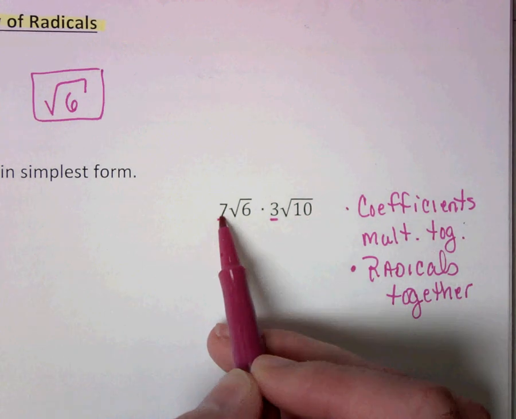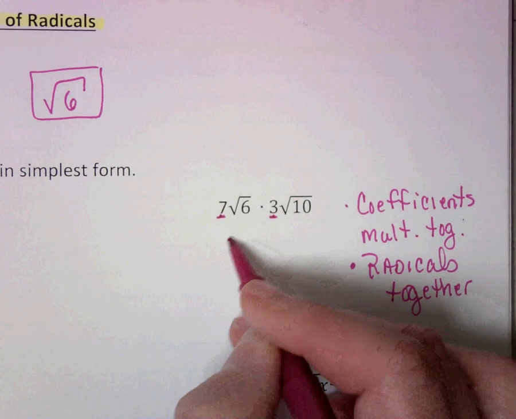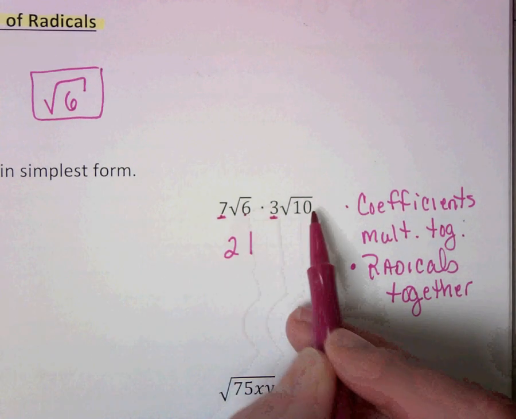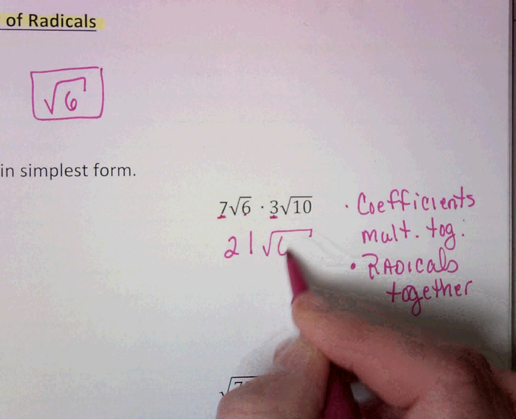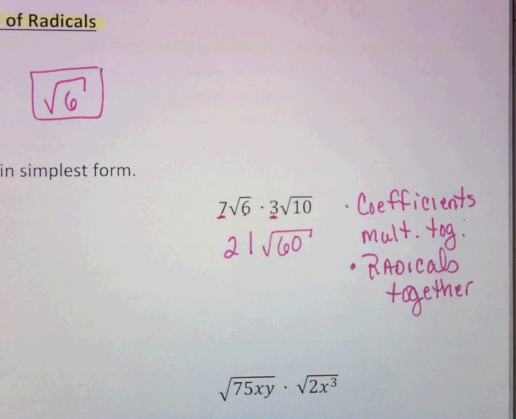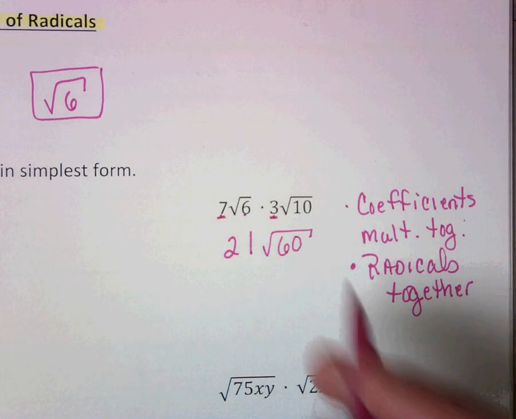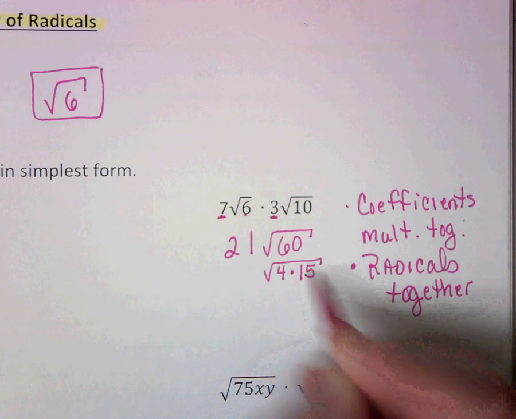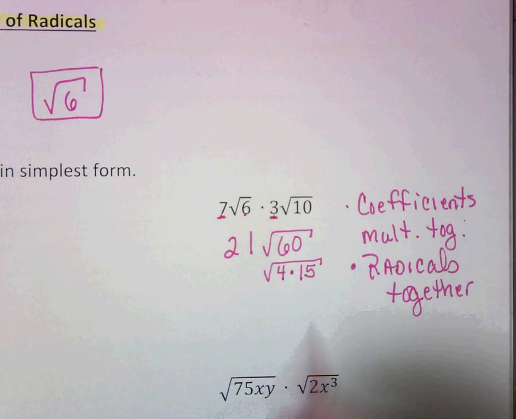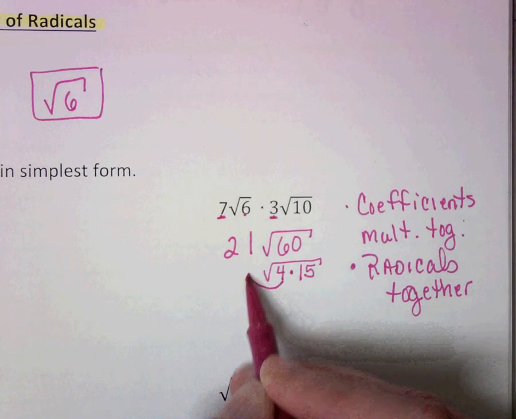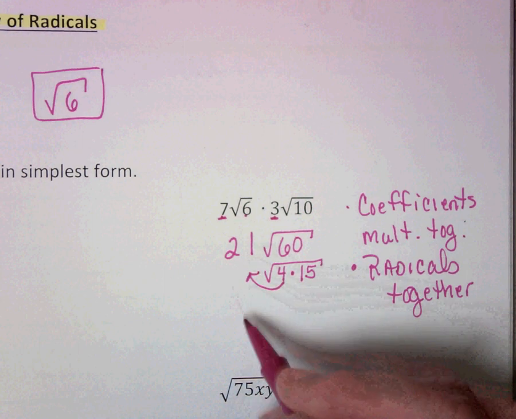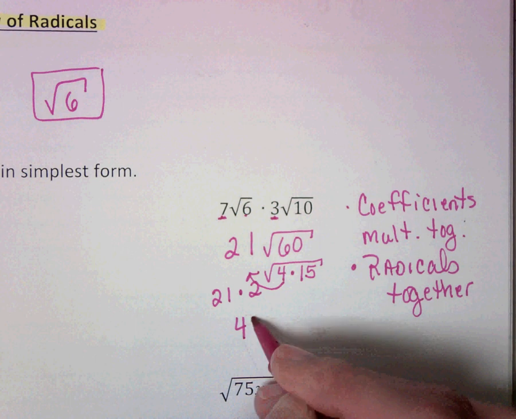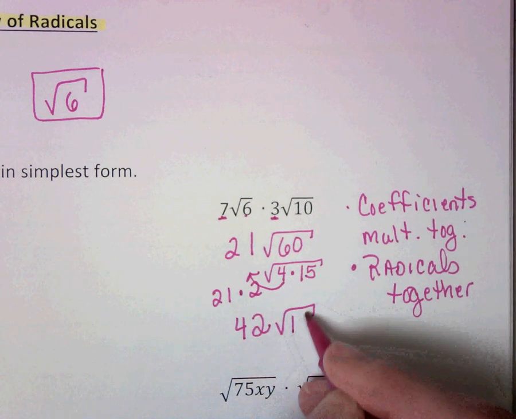So if we put this together, 7 times 3 is 21. The square root of 6 times the square root of 10 is the square root of 60. And now let's just check to see if 60 can break apart anymore. I believe that 60 can break down into 4 times 15. The square root of 4 is 2, so the 2 comes out. We multiply it with the 21 that's already there. And so that makes 42 the square root of 15.